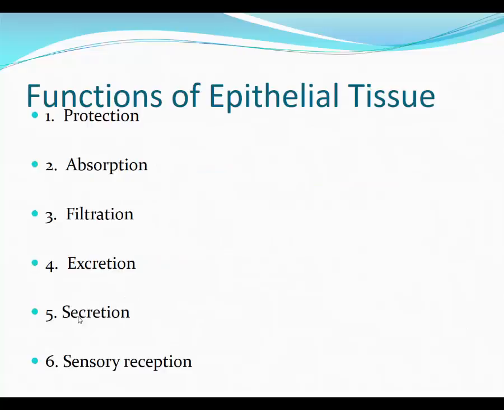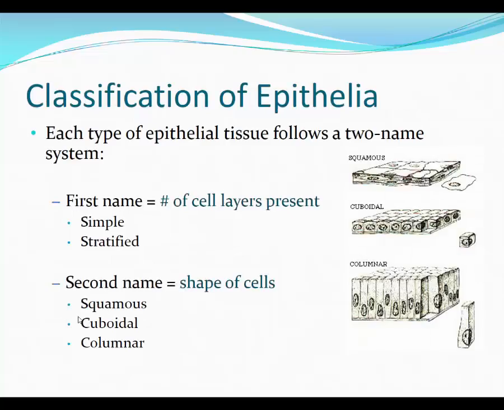So functions of epithelial, lots of different functions, lots of variety throughout the body. We're not going to go through each individual function, but just know they have a variety of functions in the body. And we can classify or name them using this 2-name system. The first name tells us how many layers of cells are present. Simple means 1 layer of cells. Stratified means many layers of cells. So the first name is always going to be like simple or stratified. And then the second name tells us the shape.